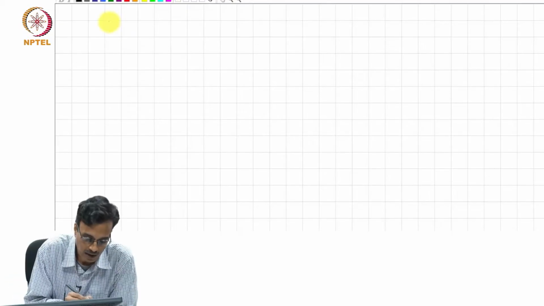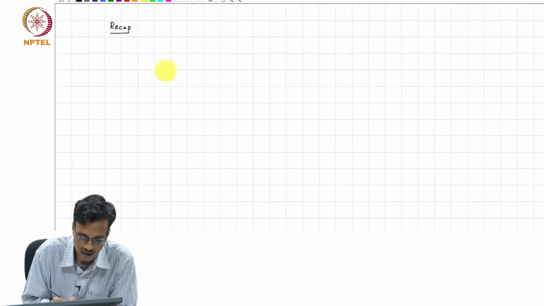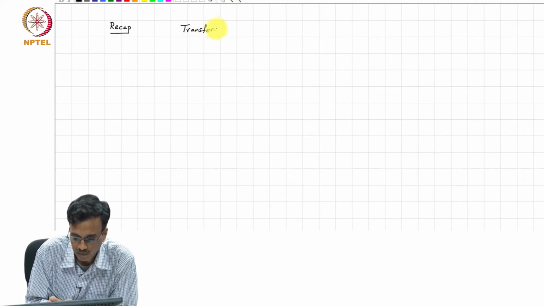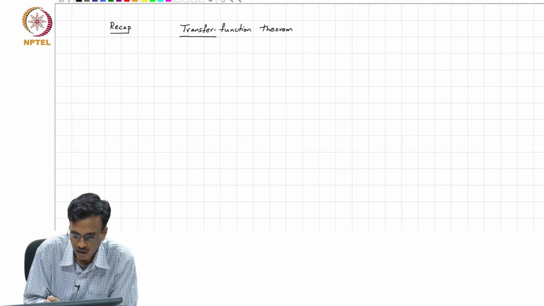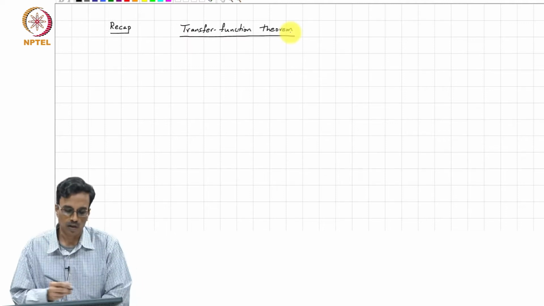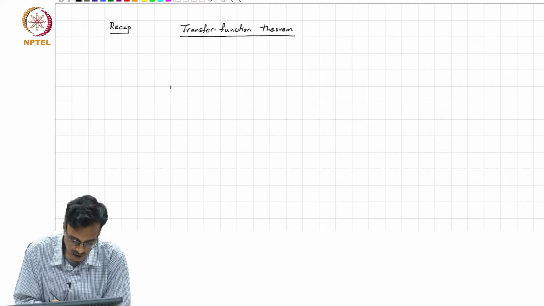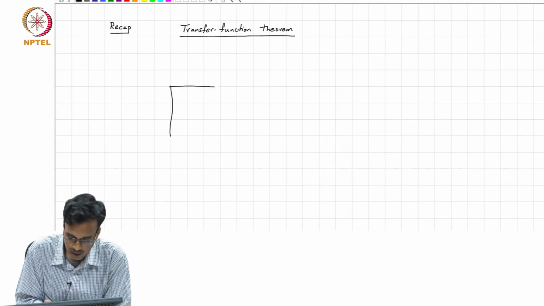A quick recap of what we did in the last class. We derived the transfer function theorem with regard to interreciprocal LPTV networks, and the basic idea was the following, or rather I should say the result is the following.